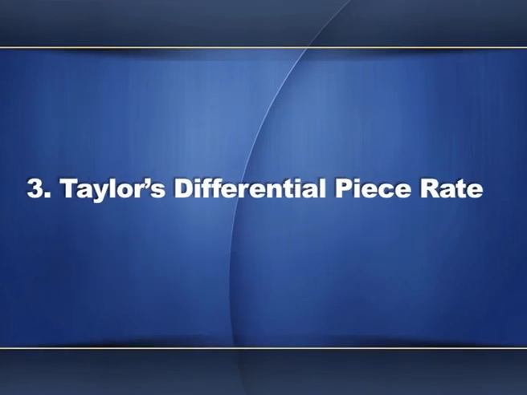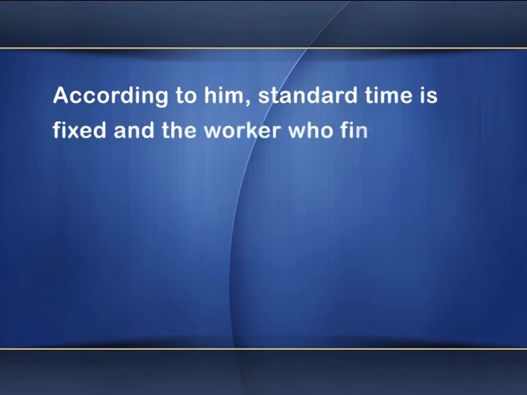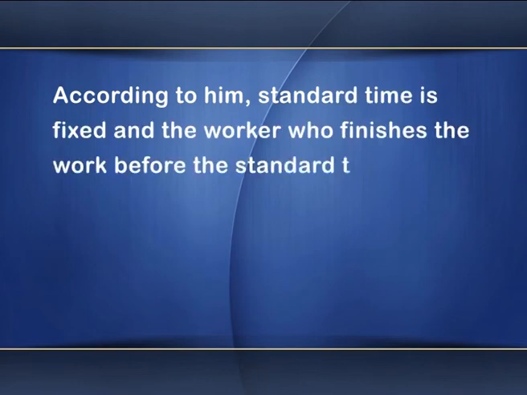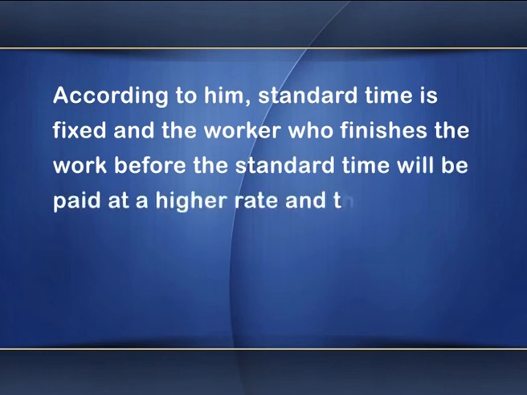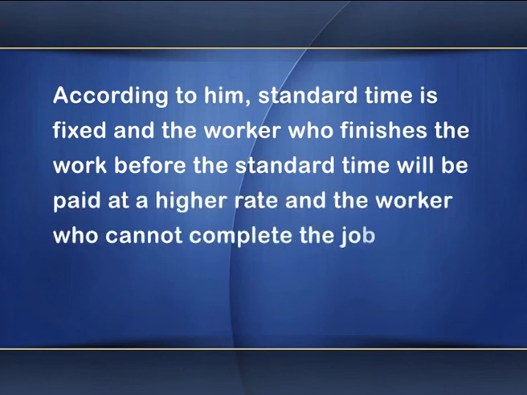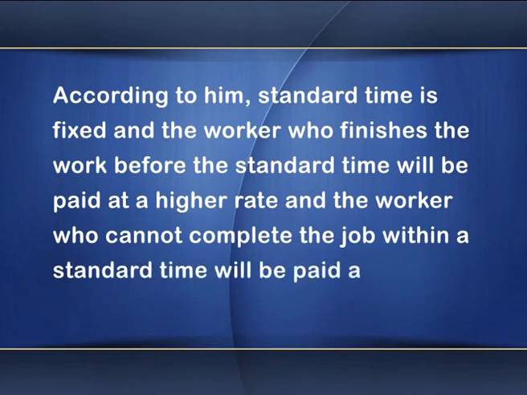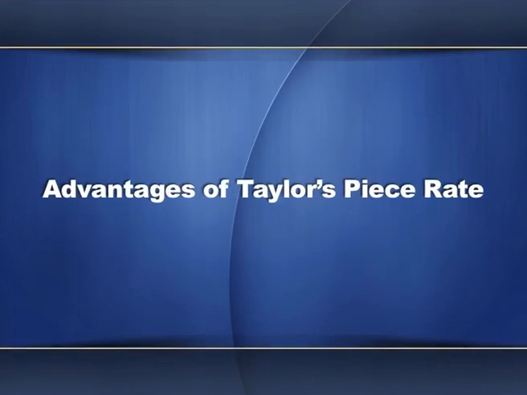Number 3, Taylor's differential piece rate. Under this plan, no minimum wage is guaranteed to a worker. Two piece rates are determined. The low piece rate is given for low production and a high piece rate is given for high production. According to him, standard time is fixed and the worker who finishes the work before the standard time will be paid at a higher rate, and the worker who cannot complete the job within the standard time will be paid a lower rate.